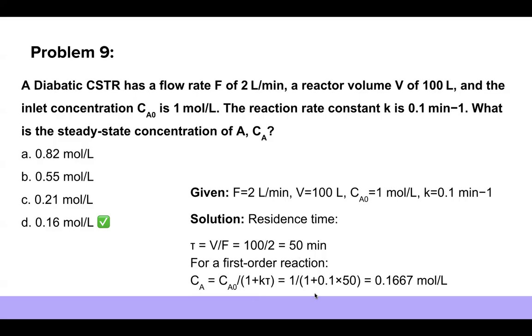where Ca0, the initial concentration, is taken as 1, divided by 1 plus k, which is 0.1, multiplied by 50. So you'll get 1 by 6, which is equal to 0.1667. So that will be closest to option D, that is 0.16 mole per liter.